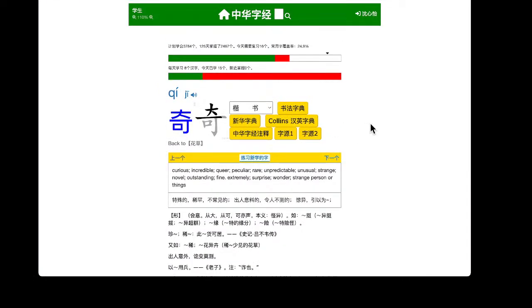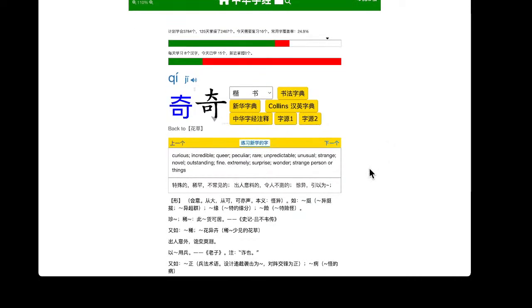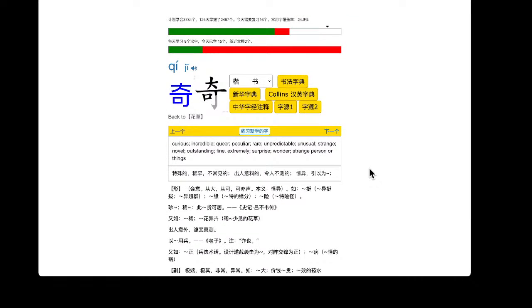奇. Okay, 奇 means curious, incredible, or particular, rare, unpredictable, unusual, strange, novel, or outstanding, extremely, surprise, wonder, strange person or things. So you can see all of that means uncommon. Outstanding, uncommon, strange, this all really just means uncommon.